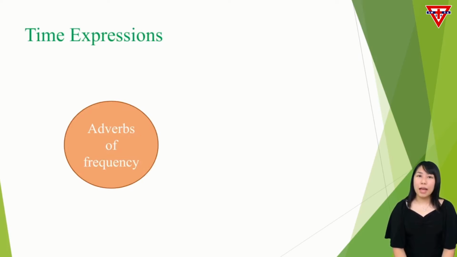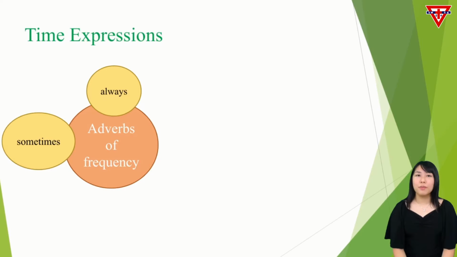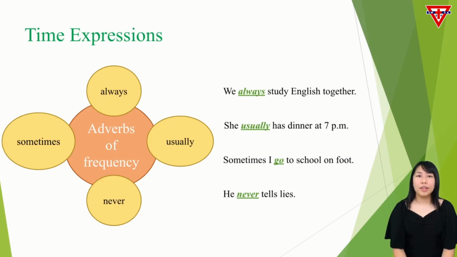When we talk about habits or routines, we can use the following expressions. Adverbs of frequency are very common. For example, always, sometimes, never, and usually. We use them when telling how often the repeated activities occur. Here are some of the example sentences.